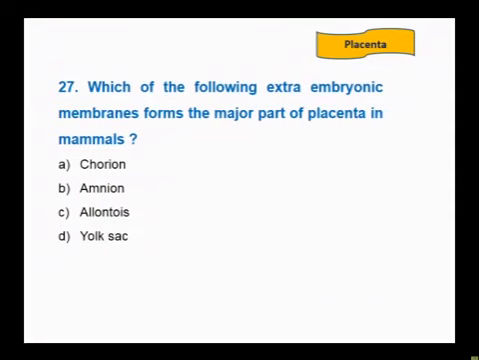Which of the following extraembryonic membranes forms the major part of the placenta in mammals?